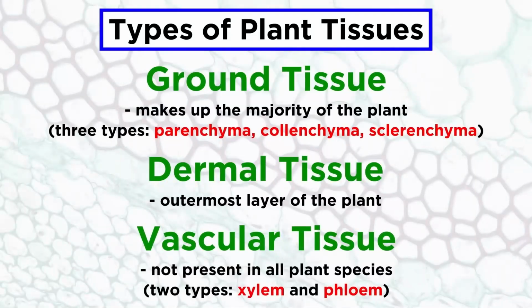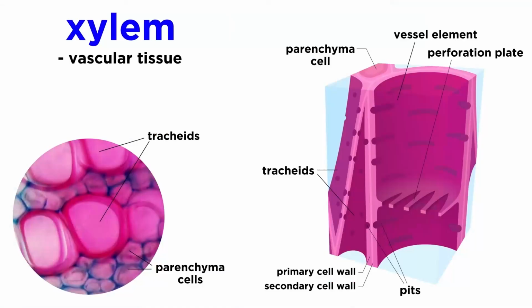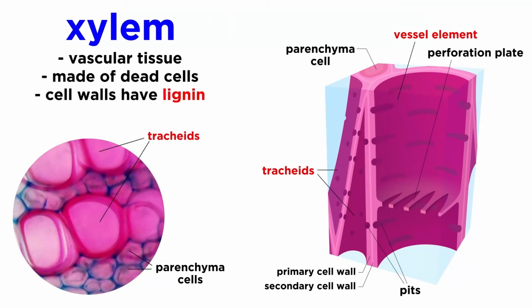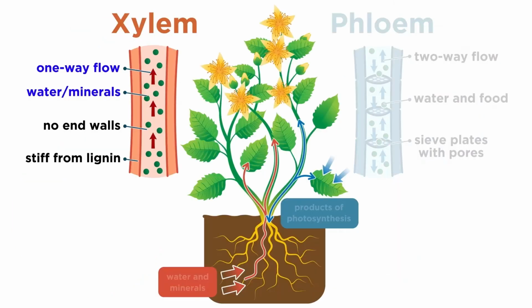Vascular tissue can be further broken down into two types, xylem and phloem. Xylem is a vascular tissue made of dead cells called tracheids and vessel elements. These are both elongated cells whose walls are strengthened with lignin, the substance that makes woody plants so stiff and strong. Xylem is the vascular tissue responsible for transporting water and mineral nutrients upwards.